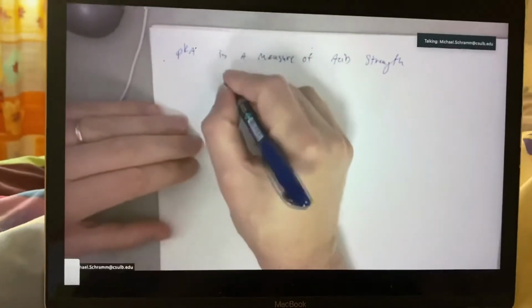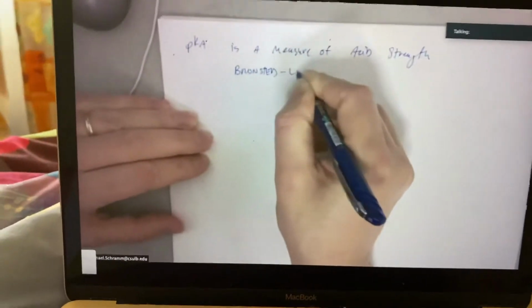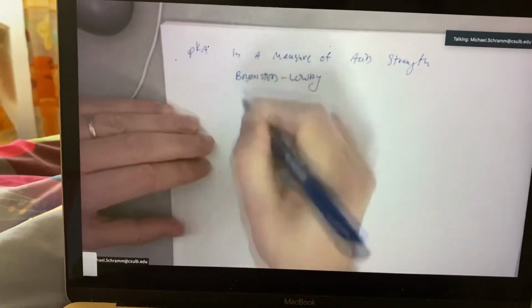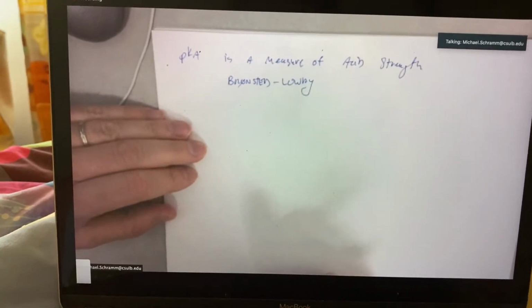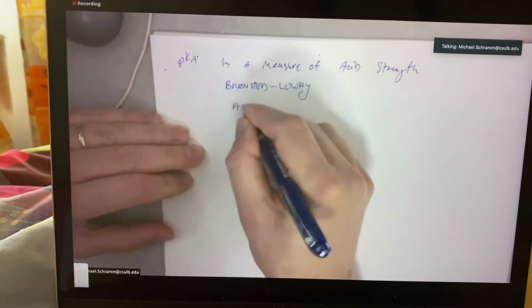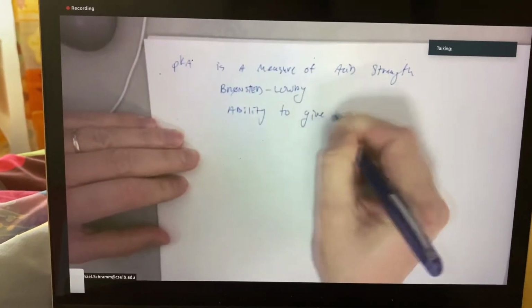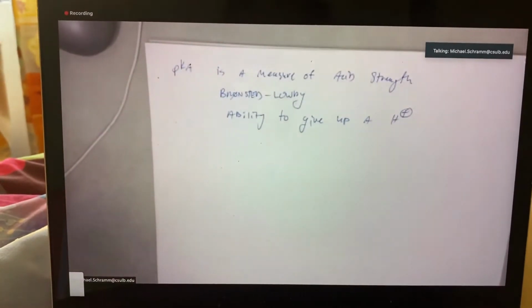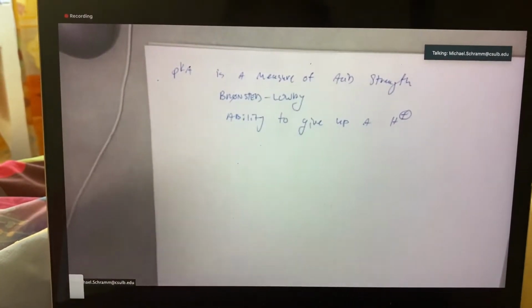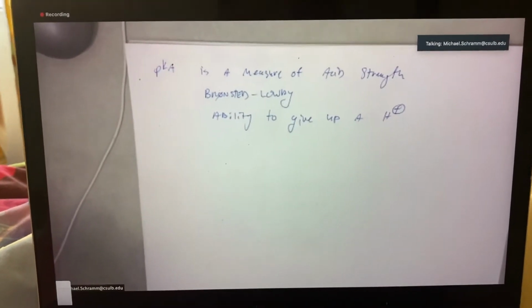It's related directly to the Bronsted-Lowry definition. And the best way to think about pKa is the ability to give up a proton. So pKa is the ability to give up a proton. That's the main thing that we should be thinking about for its context.